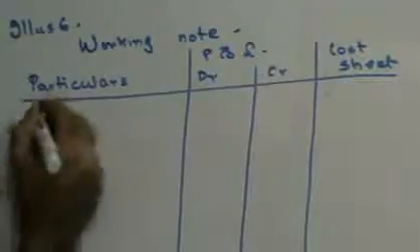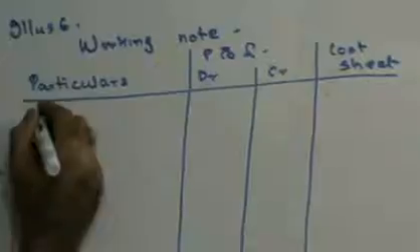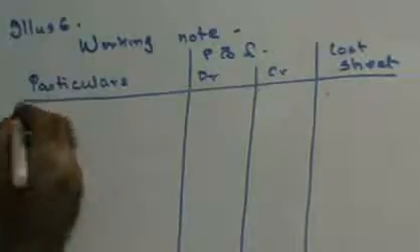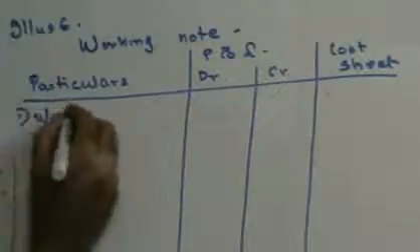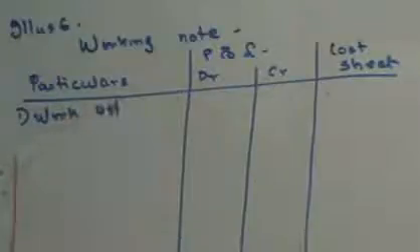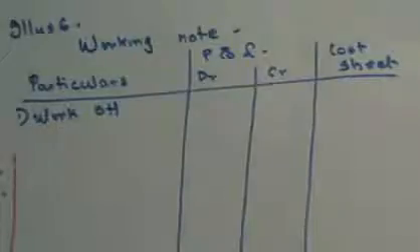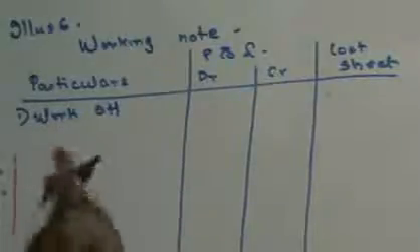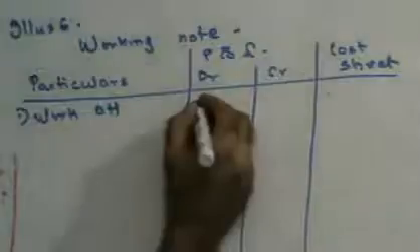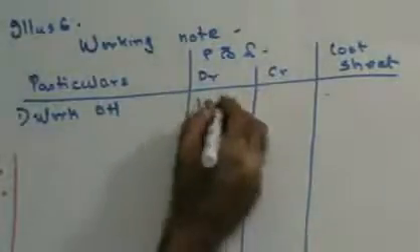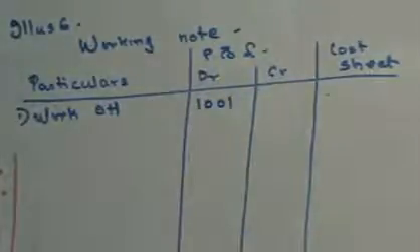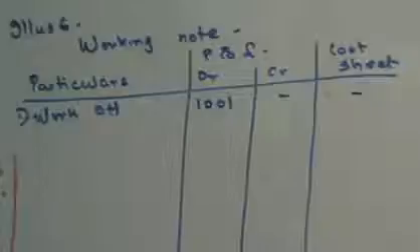Net profit as per finance, we'll see that later. Work overheads under recovered in cost book. They are saying that work overheads have been under recovered in cost book. Since under recovered in cost, that means you recorded in finance. Amount is 1,001. Okay. If they say over recovered, you record it in the same book. If they say under recovered, you record it in different book.